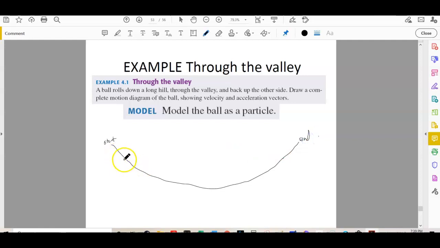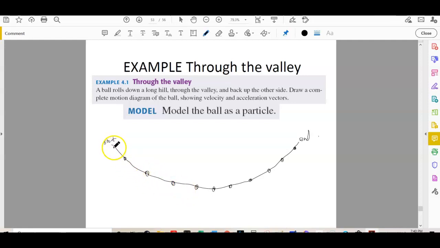So what I want you to do, I'm going to pick little dots, and I want you to draw the velocity vectors and acceleration vectors at each one of these points. And you might actually have two acceleration vectors that are pointed perpendicular to the direction of motion. Okay, so let's go ahead and do it. So go ahead and pause the video, and I want you to draw the acceleration vectors and velocity vectors at each one of these points, and let's see what you come up with.